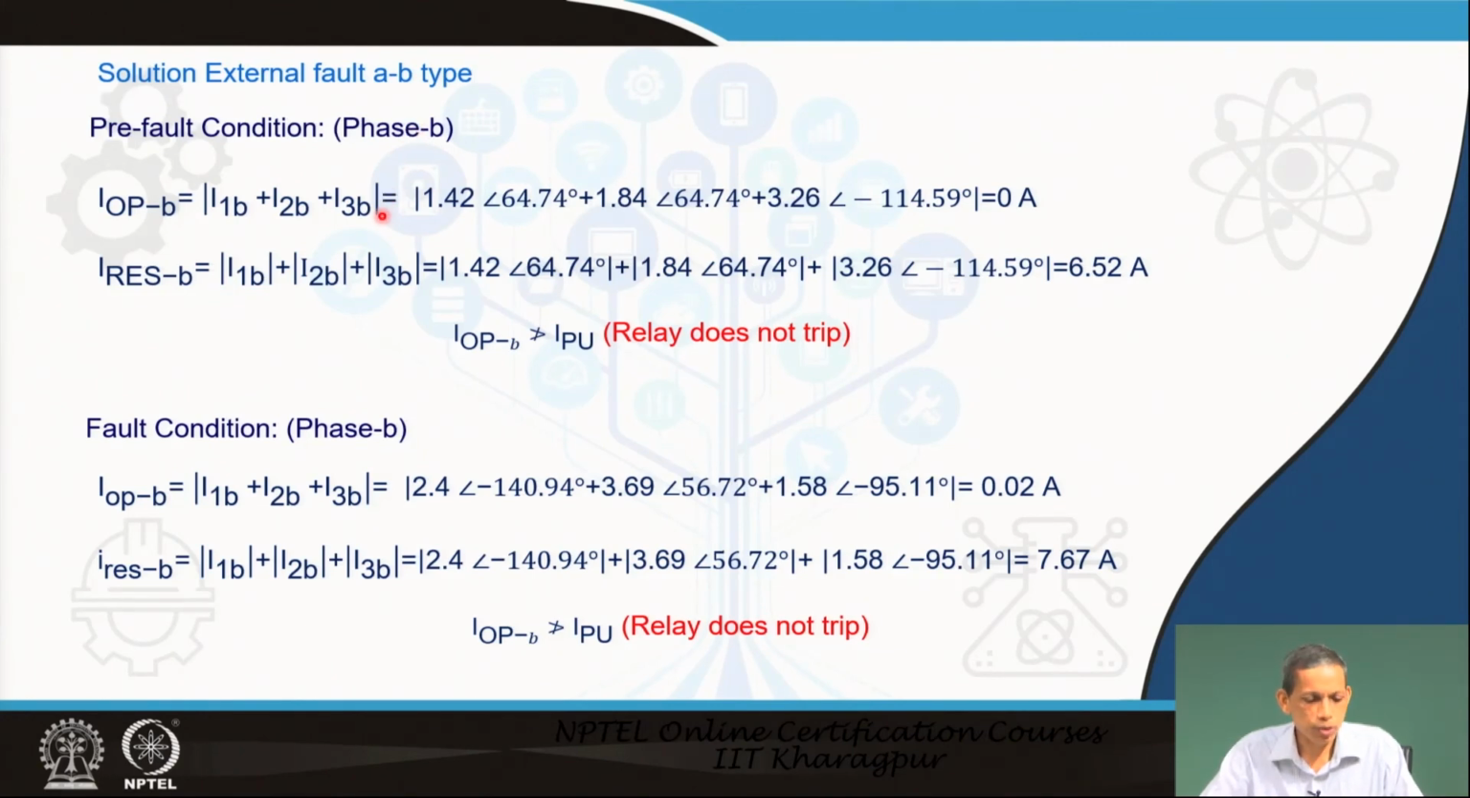For phase B also, if you observe, a similar situation applies. The corresponding pre-fault condition is 0 ampere for phase B and the restraining current is 6.52 ampere. So, during the pre-fault condition it does not operate. For the fault condition in phase B, the operating current is pretty insignificant as compared to the restraining current of 7.67 amperes. So, in the phase B differential also it is observed that it does not satisfy the requirement of I operating greater than IPU, which implies this is an external fault.